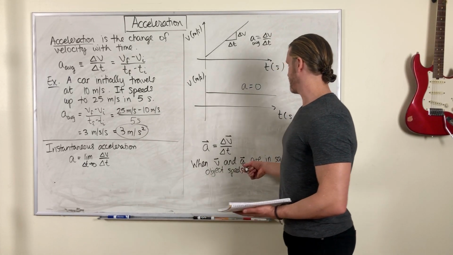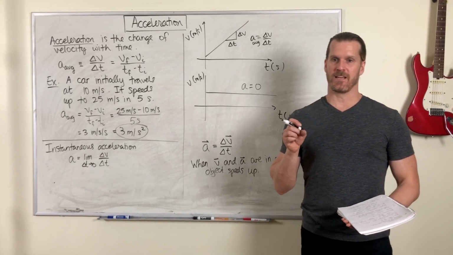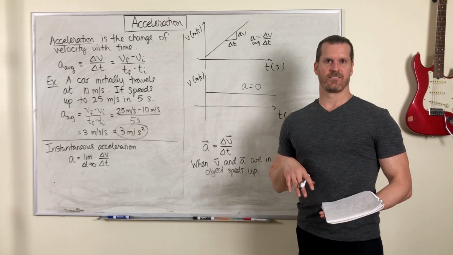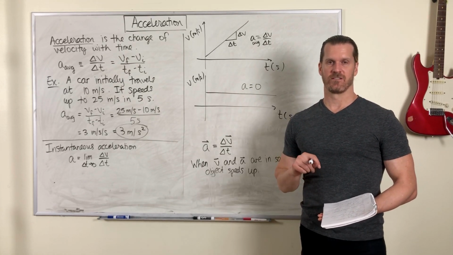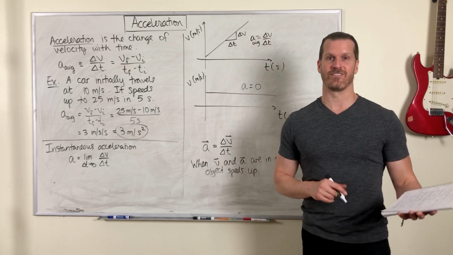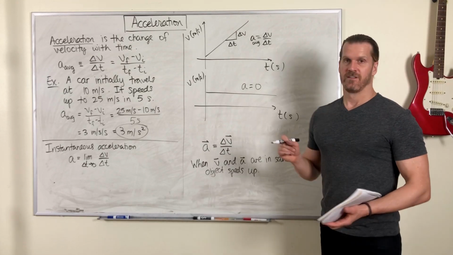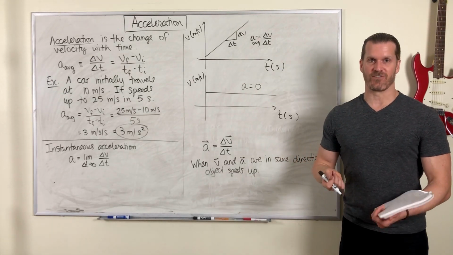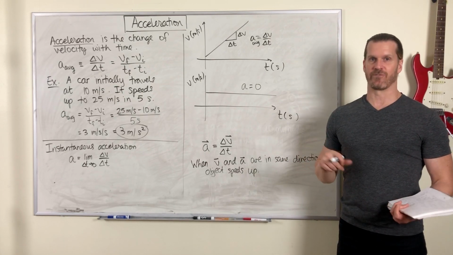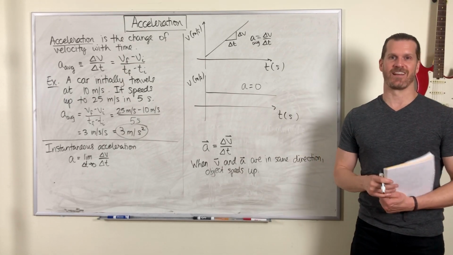Now, because A is a vector, negative acceleration doesn't necessarily mean you're slowing down. Remember, negative and positive signs refer to a direction that something's pointing in physics. So negative acceleration doesn't necessarily mean slowing down, it just means it's pointing in the negative direction in the coordinate system you chose. Okay, next video we'll explore that idea in more detail.